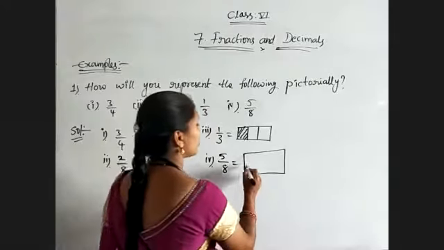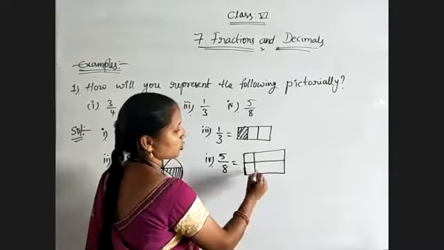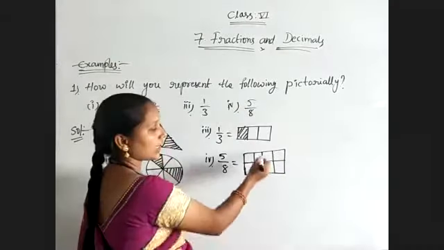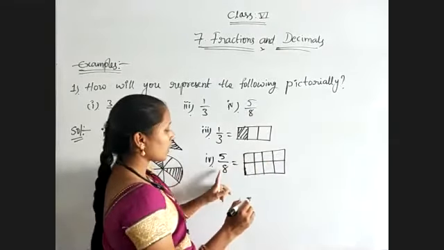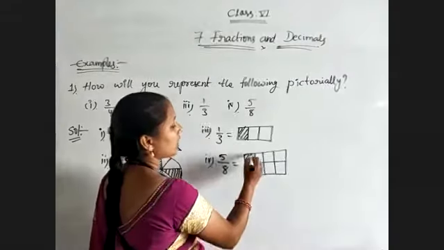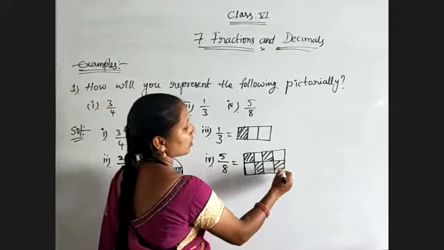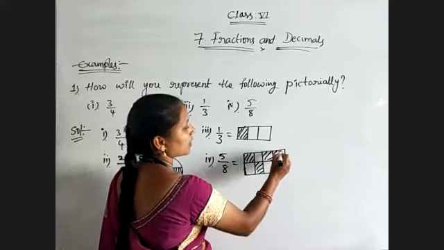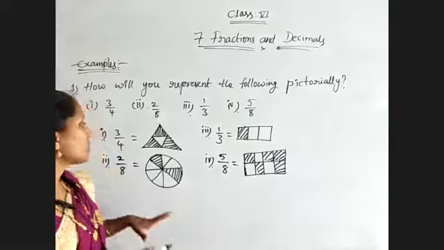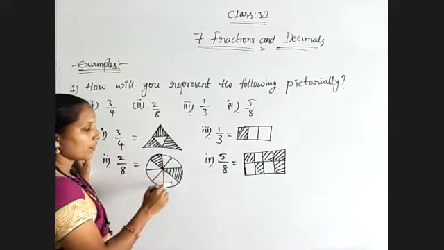Yes. So now coming to this, 1, 2, 3, 4, 5, 6, 7, 8. Totally 8 equal parts. Out of 8 equal parts, 5 parts selected. So any 5 parts you have to shade. 1, 2, 3, 4, and the 5th part, any one of these parts. So 5 by 8.